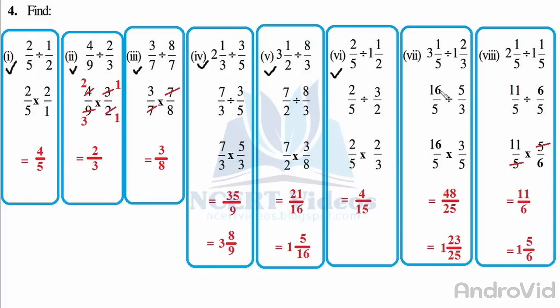Now 15 plus 1 is 16 over 5 divided by 3 plus 2 is 5 over 3. Again, you cannot cut it here because it is division. 16 over 5 into, you flip it. Whenever you change the sign, you flip it from division to multiplication. So 16 threes are 48 and 5 fives are 25, improper. 25 ones are 25, 23 is remainder. So it is 1 and 23 by 25.